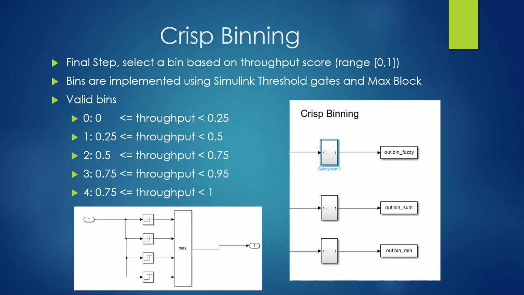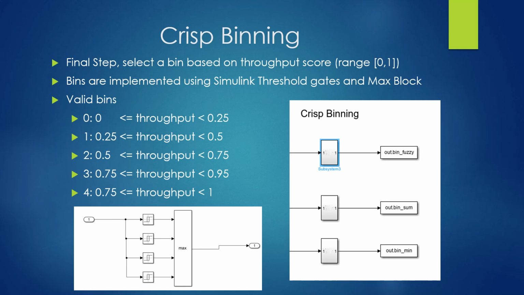So the final step in the simulation is what I've been calling crisp binning, which is the process of actually selecting a bin. In my case, I'm using 5 bins labeled 0 through 4 based on the throughput score that was calculated in the range of 0 to 1. And so this is implemented in MATLAB just using threshold gates. These were the rules for the bins that I have set up.